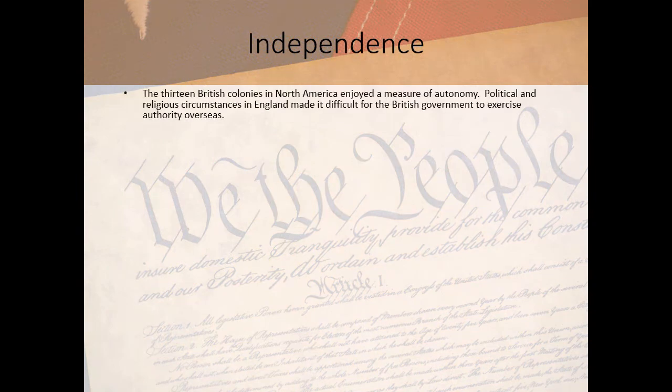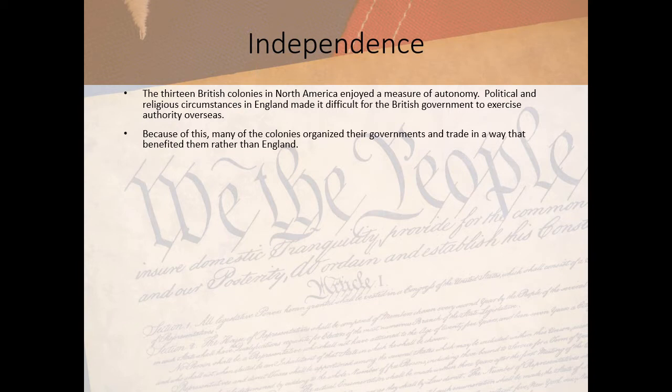The 13 British colonies in North America enjoyed a measure of autonomy. Political and religious circumstances in England made it difficult for the British government to exercise authority overseas. So because of the distance, because of factors about things that were going on in Britain culturally and also with the church, the British government couldn't exercise the control it initially wanted to. And so these colonies got set up with basically being able to rule themselves. It's kind of like taking the toothpaste out of the tube, but you really can't put it back in. It's a very difficult process, but that's what Great Britain wanted to do.